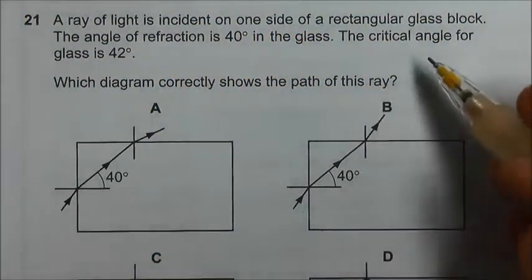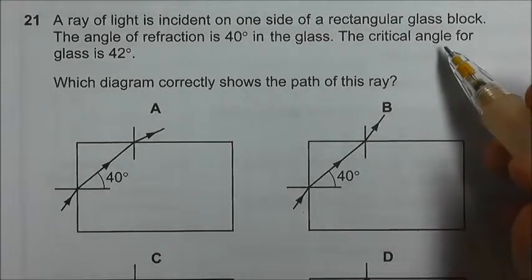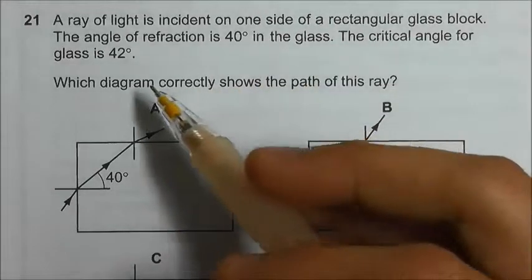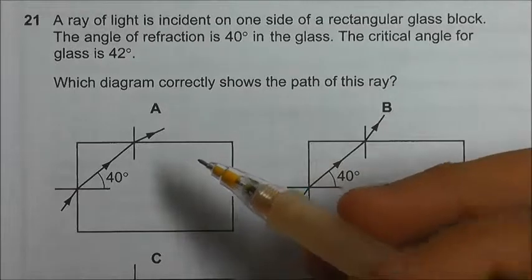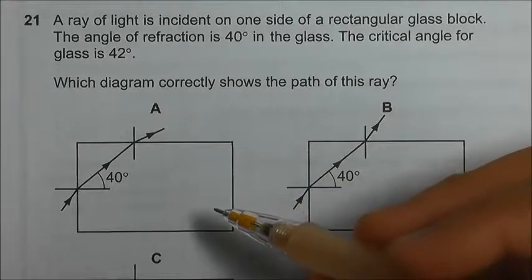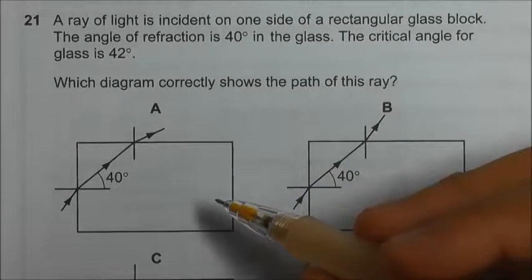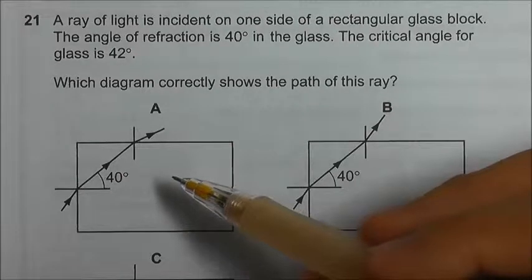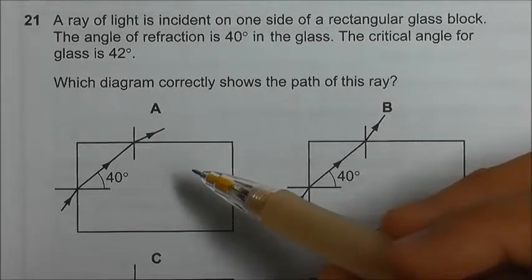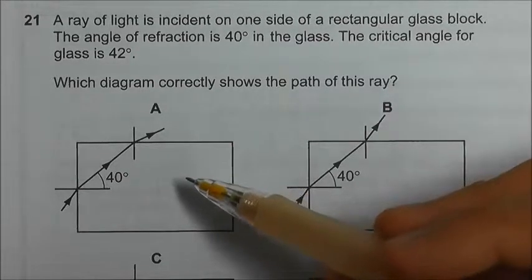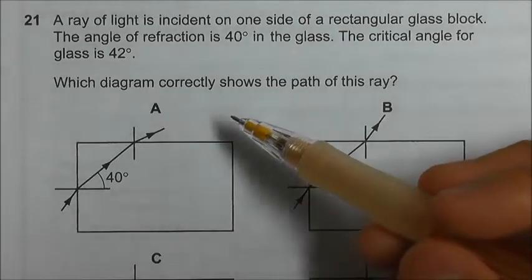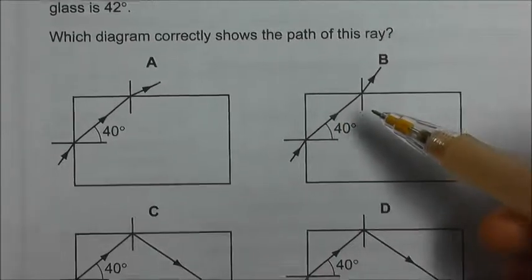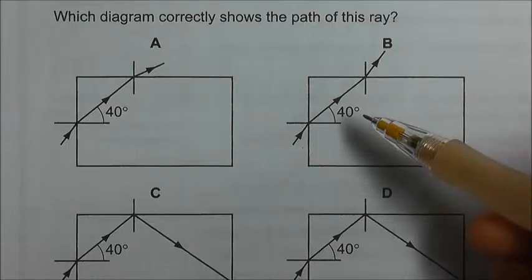Okay, we have the critical angle here for the glass block as 42 degrees. So we just have to be mindful if the angle of incidence is more than 42 degrees. That means it's going to undergo total internal reflection if the ray is traveling from an optically denser to a less dense medium. Okay, now let's look at the options.